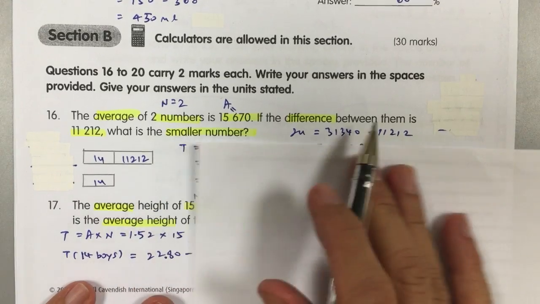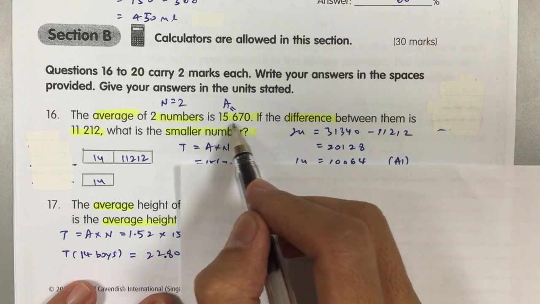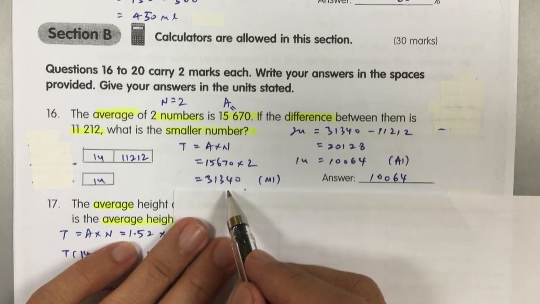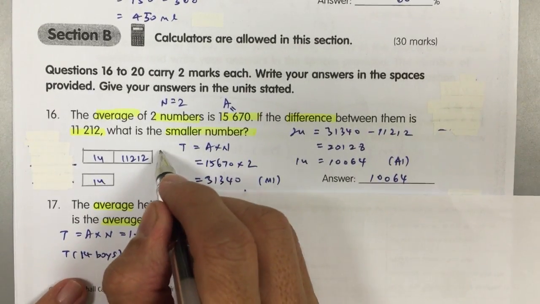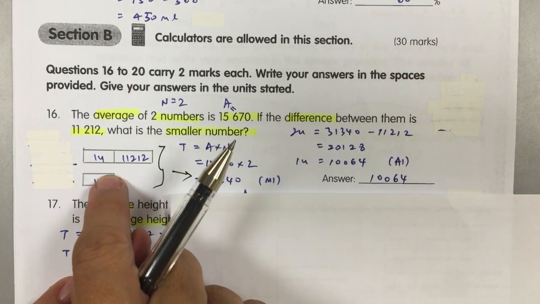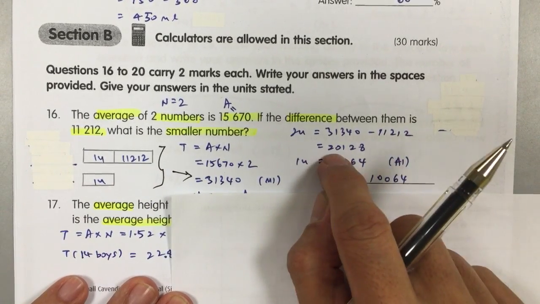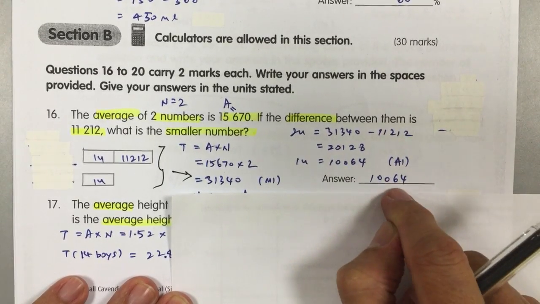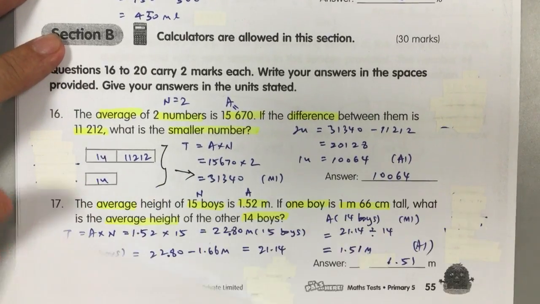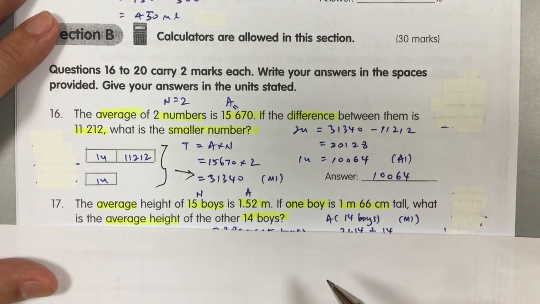So a total will be given by average times n. So I take 15,670 times 2. The total sum is 31,340. Okay, so that means this one will give me this. So I can find 2 units. 2 units is 31,340 subtract 11,212. I get this amount. 1 unit, I will have this. Answer, the smaller number will be 10,064.